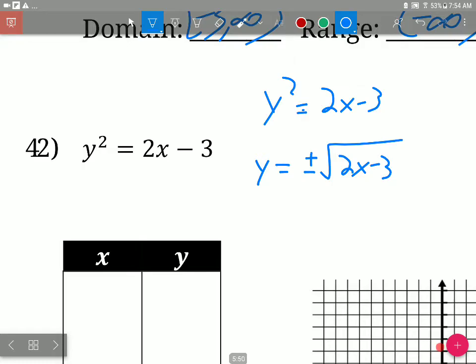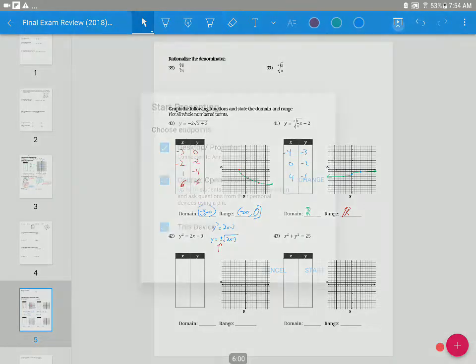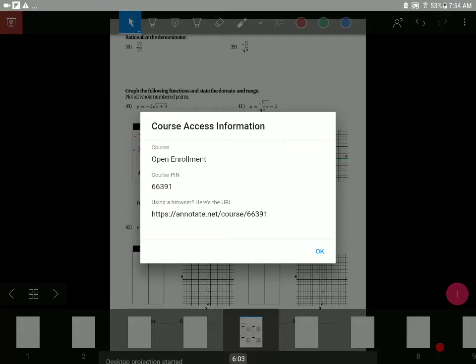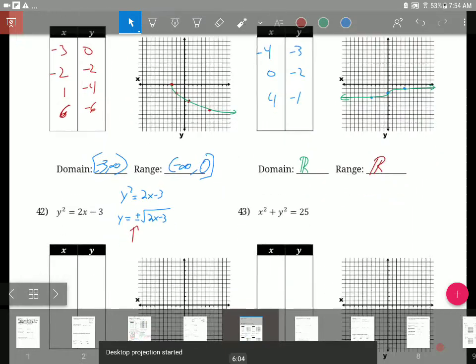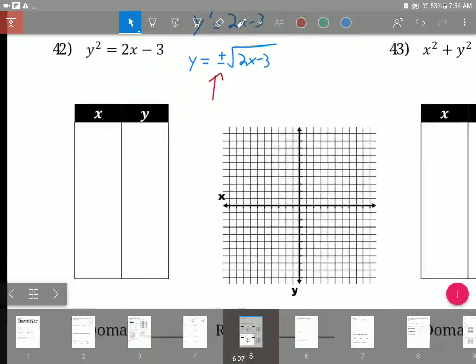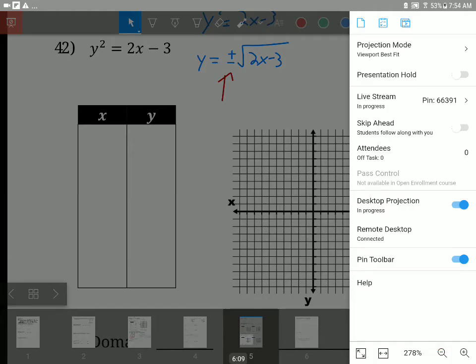Now here's the deal. How do I put the plus or minus into the calculator? The answer is you do it twice. Once with a positive, once with a negative. So here we go. Oops, wrong button again. There we go. So let's go to remote desktop.